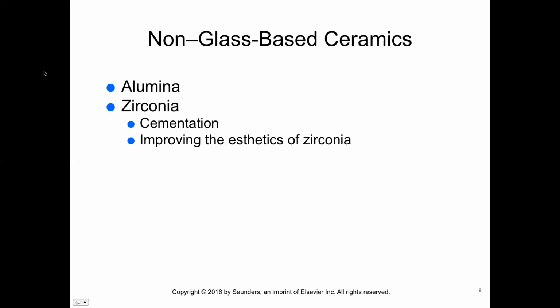Zirconia crowns can be cemented either by resin cement or conventional cements, and they are not etched or silanated before cementation. They don't respond to acid etchants like glass-based ceramics, and attempts at high etching might produce a powdery residue on the interior of the crown that is difficult to remove.